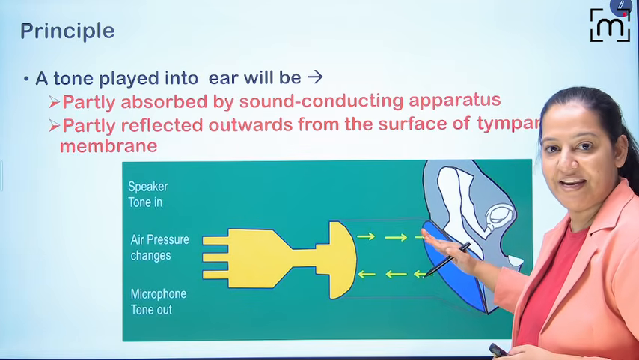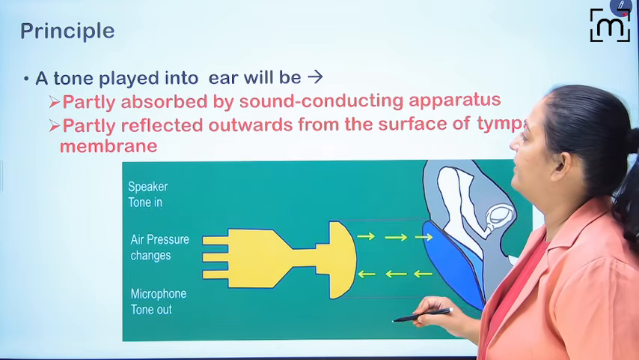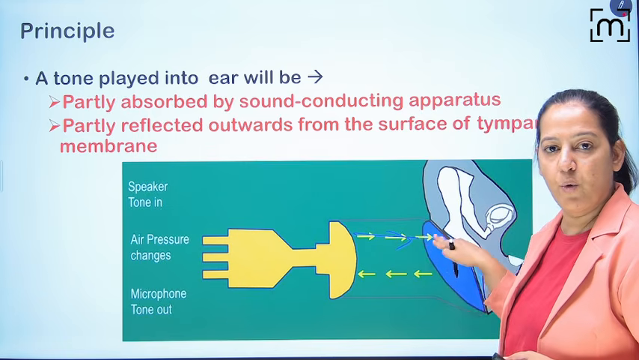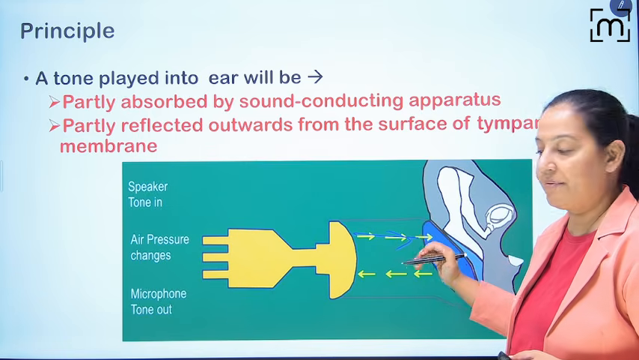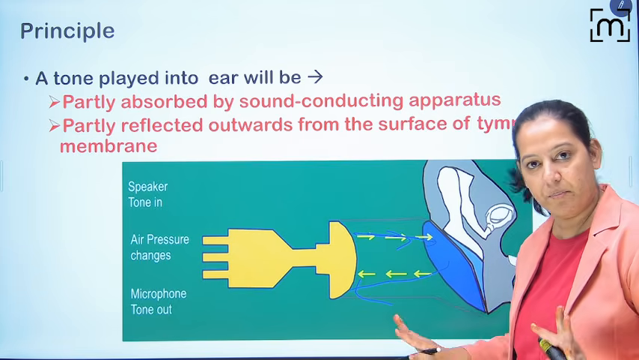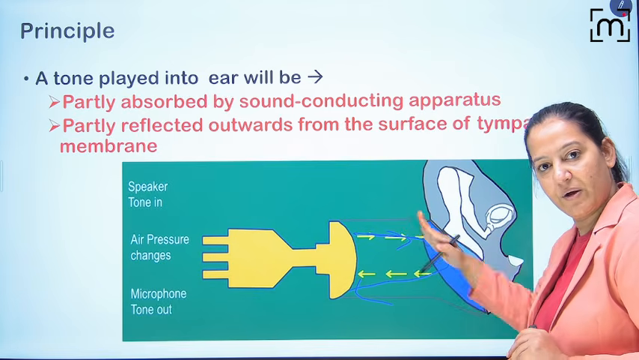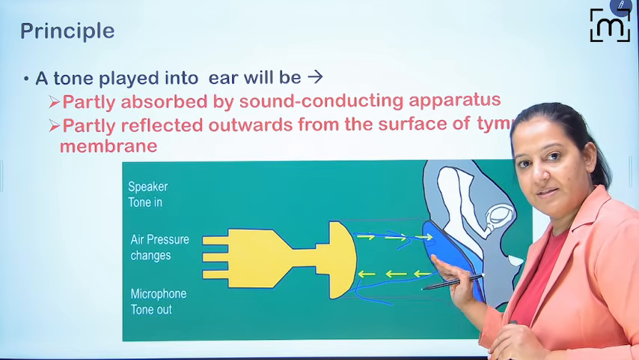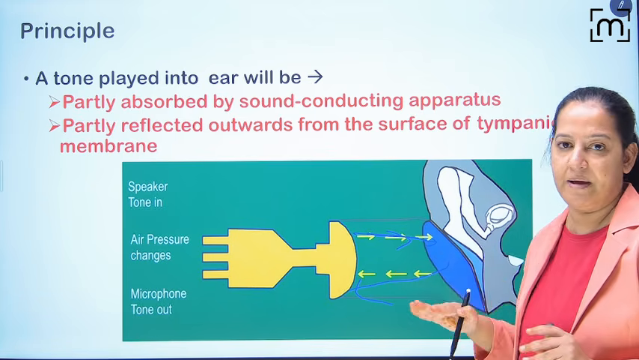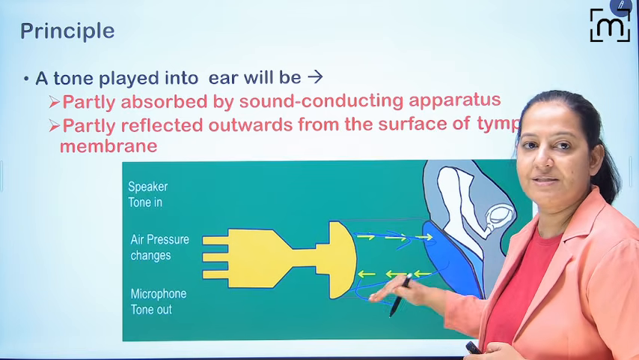You can see this is the tympanic membrane. When a tone is played in the ear, it falls on the tympanic membrane. 50% is absorbed and 50% is reflected back. You know that it's normal. Not 50% exactly, I take my words back. A portion of it is absorbed and a portion of it is reflected back.